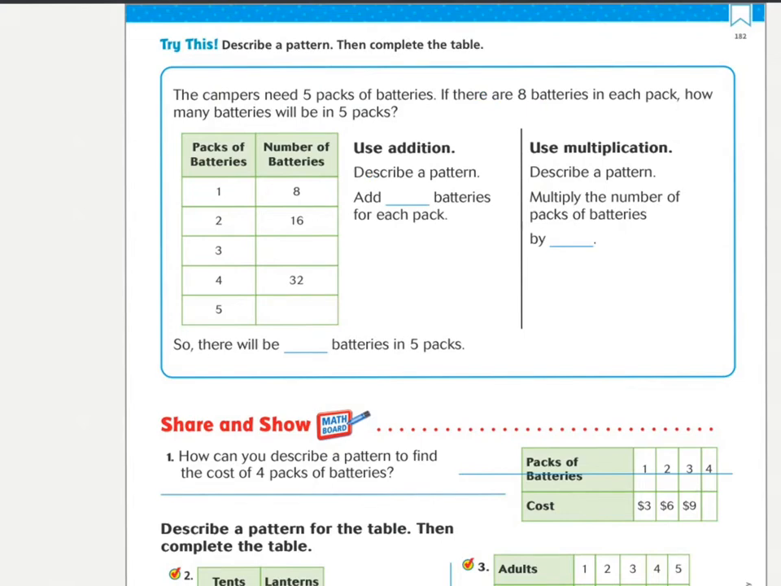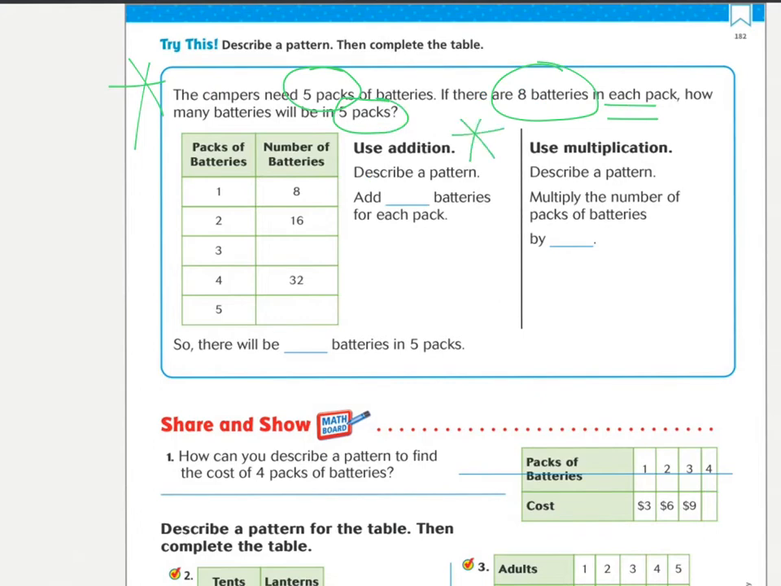Let's look at one more problem. The campers need 5 packs of batteries. If there are 8 batteries in each pack, how many batteries will be in 5 packs?